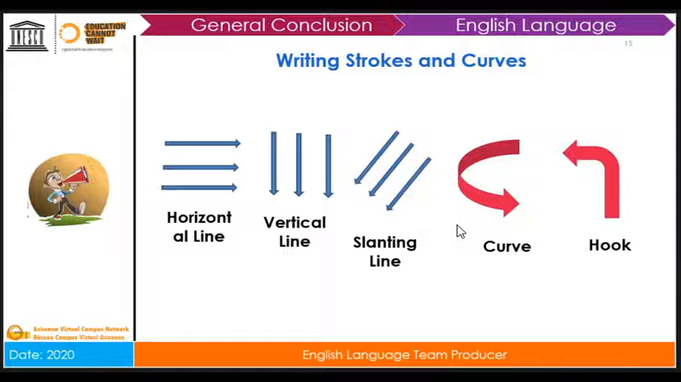Under writing, you have learned to draw certain strokes such as vertical lines, horizontal lines, curves, and hooks. These shapes are important because you can learn how to write letters and numbers by drawing them. Therefore, you must practice them very well.